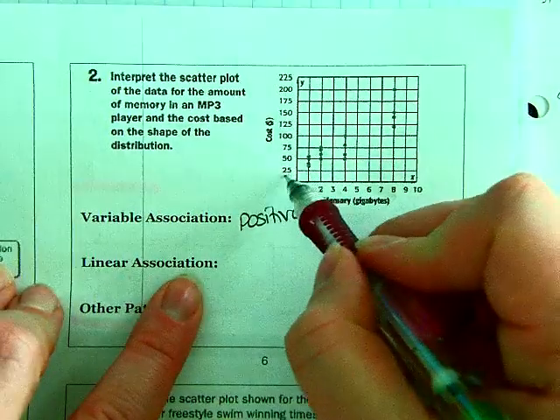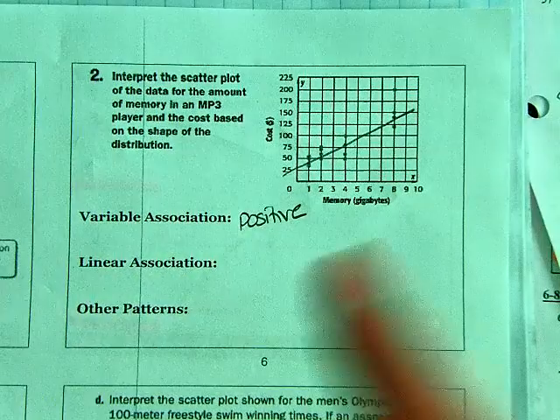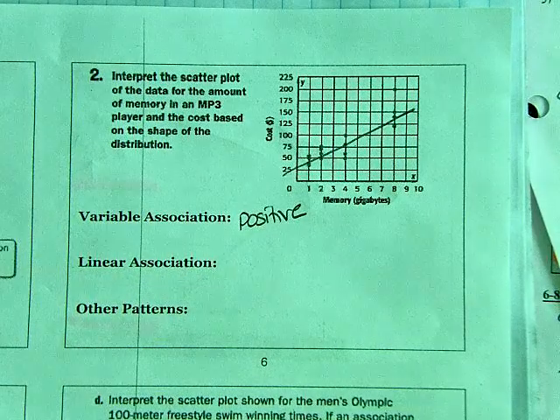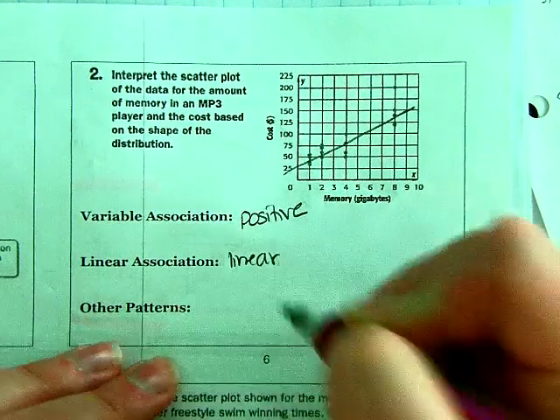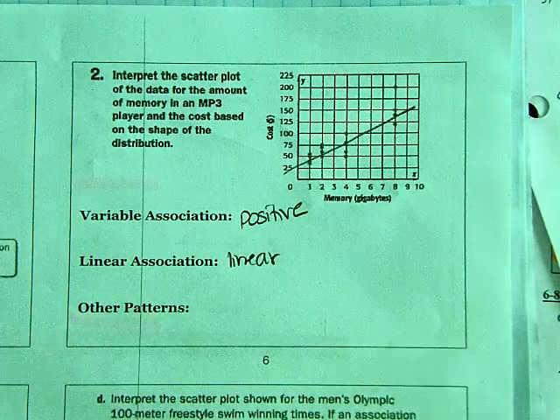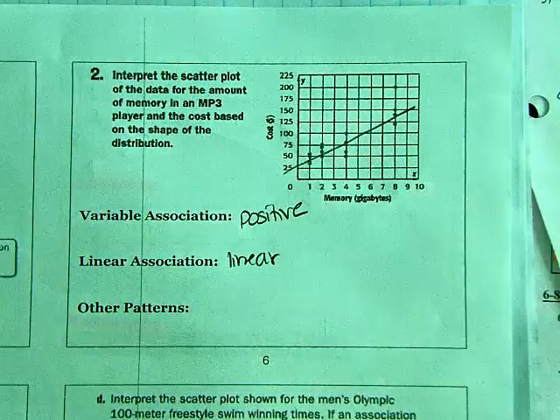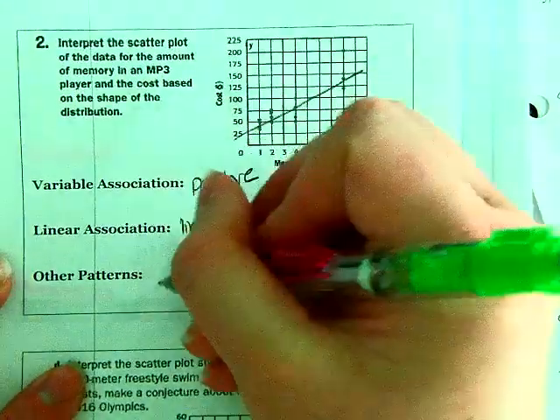Could we put a line through here and get through the majority of the points? Or do those points kind of follow along that line? And the answer is yes. So this is a linear. And other patterns. Do you see any major clusters or major outliers? And I would say no, no major clusters. Not as obvious as this one, or an outlier as obvious as that one. So if we don't see any, it is okay to write none.